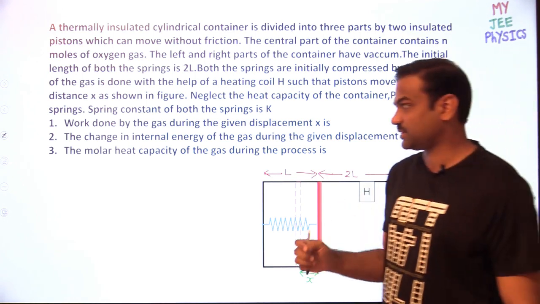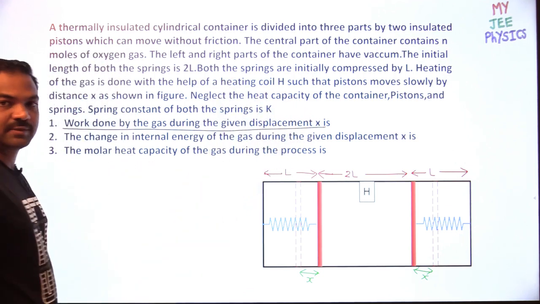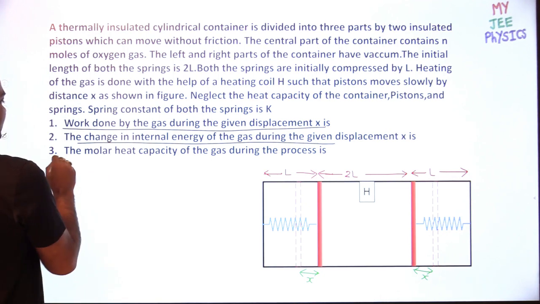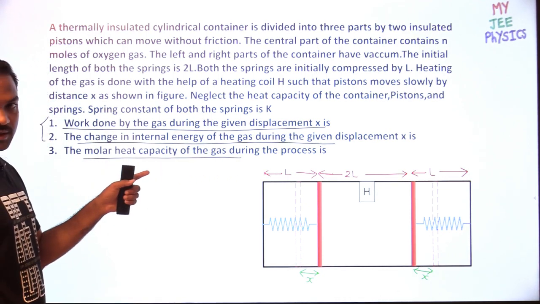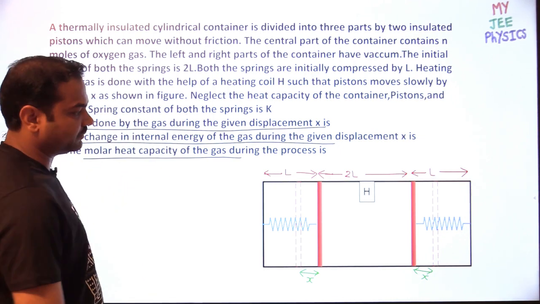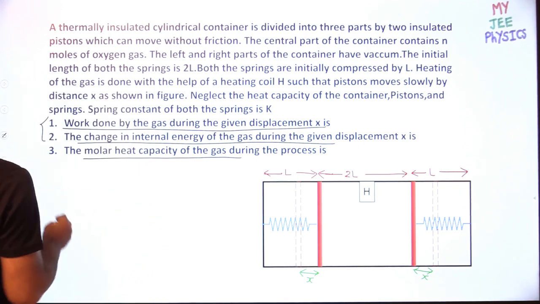We have 3 questions in this. The first one is the work done by the gas during the given displacement, the second one is the change in internal energy, and the third one is the molar heat capacity of the gas. Obviously the first 2 are related to the third one. If I am able to calculate the first 2, then the third we can solve automatically. So here we need to identify the important terminologies.